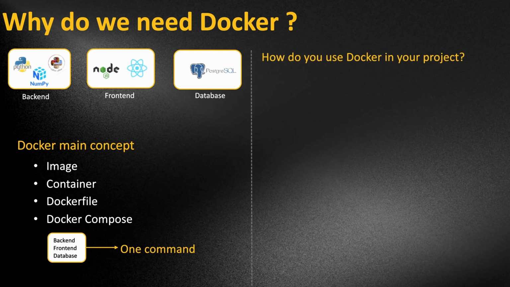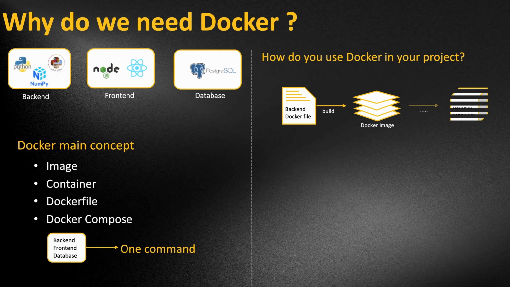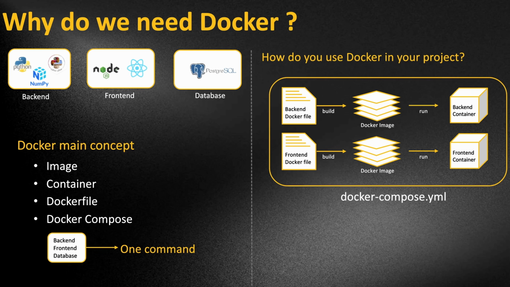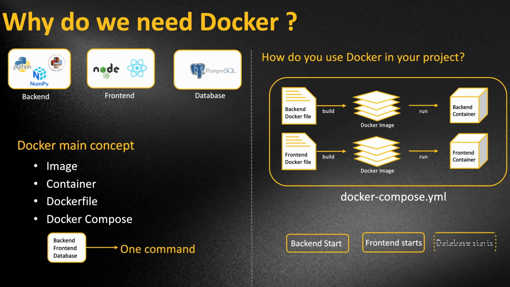So how do we typically use Docker in our project? Well, it's very simple. First, we create a Dockerfile for the backend and another Dockerfile for the frontend. Then we use the official PostgreSQL image from Docker Hub. And then we write a docker-compose.yml file to connect the backend, frontend, and database together. Then with one single command, docker compose up, the backend starts, the frontend starts, and the database starts, and everything is ready in seconds.